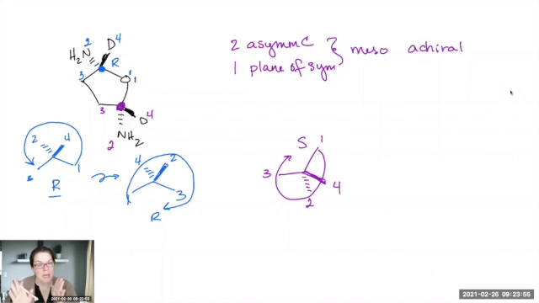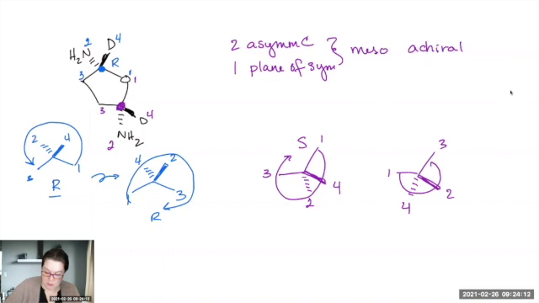Or you can take it and flip it over so that the lowest priority group is in the back. When I do that, 3 goes here, 1 goes here, 2 goes here, 4 will go here. And I get 1 to 2 to 3, which is S. How was that? Any more questions about that one? Good.